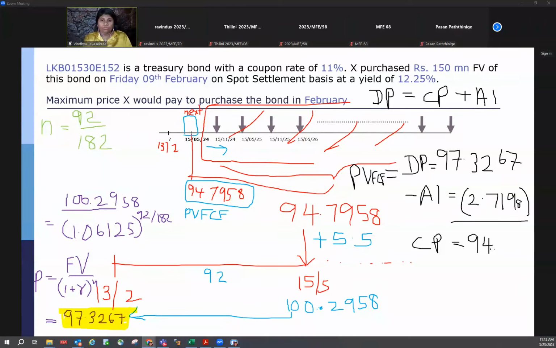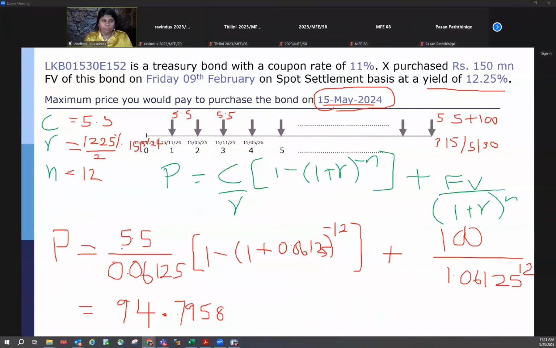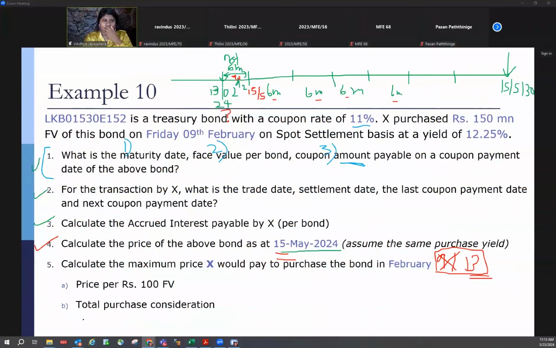If you have questions, you all should ask. Right, 94.6069. Okay. Right, 94.6067. Can you also please calculate the last part? Total purchase consideration. What is the total purchase consideration on 150 million face value?